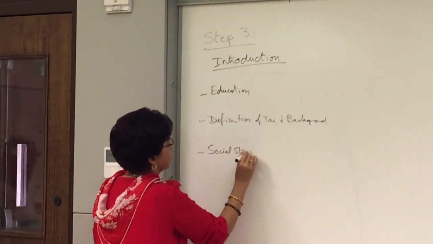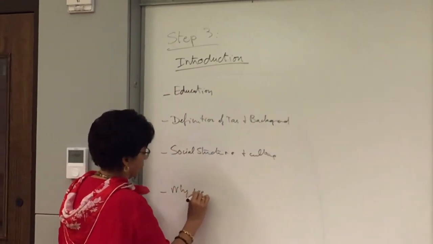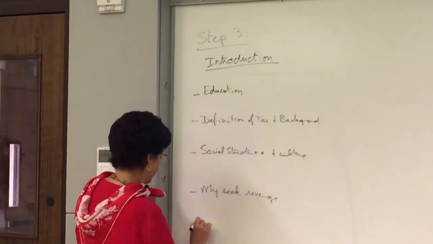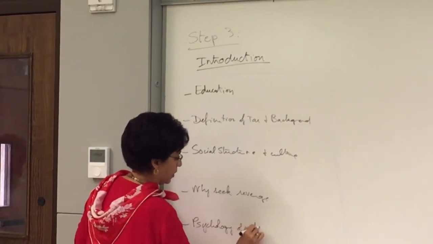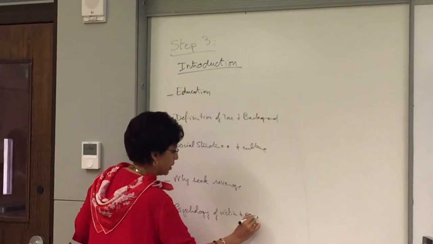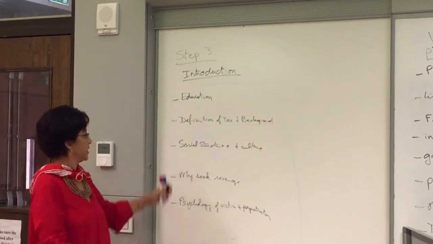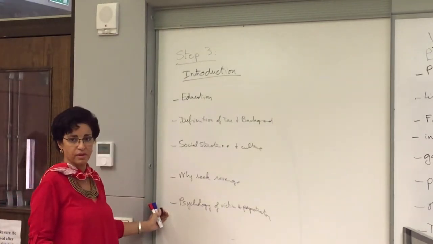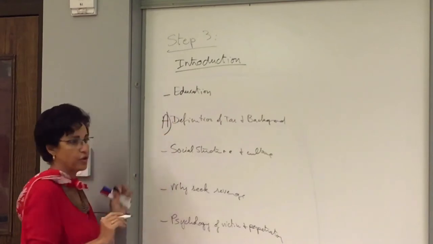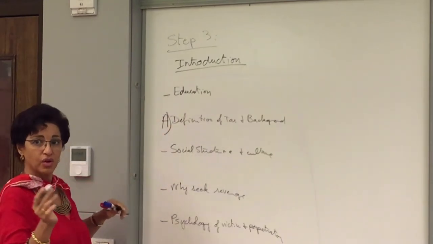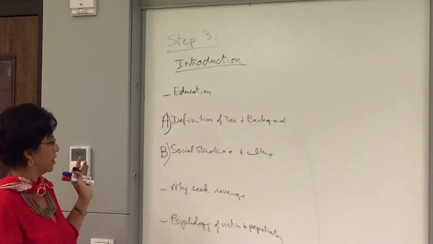Social structure and culture. Why do people seek revenge? Psychology of victim and perpetrator. Anything else? Do we have any other squares? All right, let's decide which comes first. Oh, I think obviously this one. Yes? So we'll put this into an A. Make this into A, your first subheading. Second? Social structure? Yeah, you are okay with that, Sandra? Okay, what? Three?